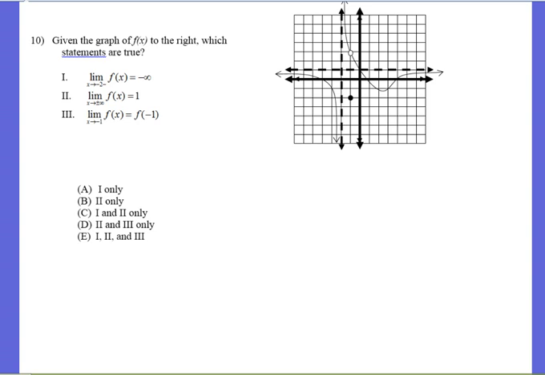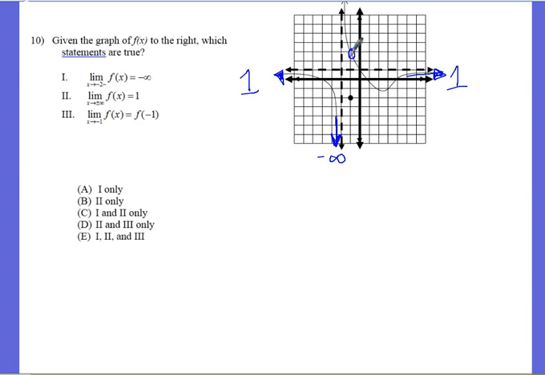Given the graph to the right, which statements are true? The limit as x goes to negative 2 from the left side, that would be here, goes to negative infinity. Yep, that's right here. The limit as x approaches negative or positive infinity, that'd be here. This approaches 1, here. This approaches 1. And then the limit as x approaches negative 1 is equal to f of negative 1.